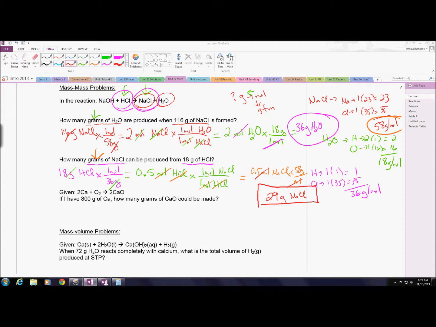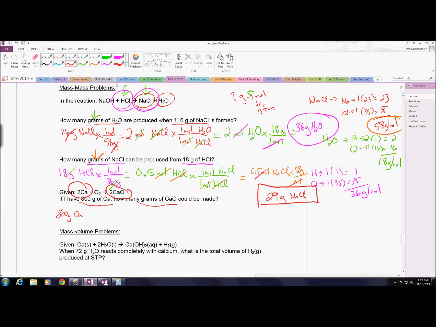So we start by reading the question. We have a new equation here. It says if I have 800 grams of calcium, how many grams of calcium oxide could be made? So I find calcium and I find calcium oxide, and I write down what I'm starting with, which is 800 grams of calcium.